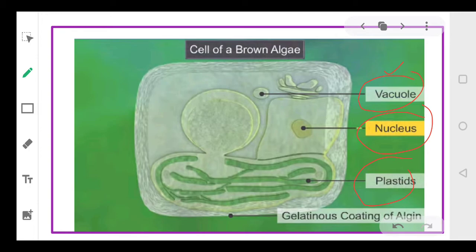This alga is covered with a gelatinous coating called algin. Clear everyone? So it contains food vacuoles, and food is stored in the form of carbohydrates, laminarin and mannitol. The nucleus is present, plastids are ribbon shaped, and the cells are covered with a gelatinous coating of algin. Clear?